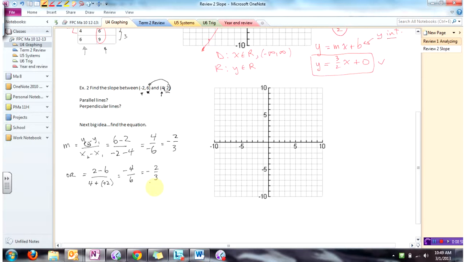Let's actually double check on our graph. Negative 2, positive 6 is here. 4, 2 is here. And we have a bit of a problem. This does not look like negative 2 thirds. But let's go ahead and instead count what the rise is. And of course you're going to see it's the same values. 1, 2, 3, 4 down, 6 to the right. So the slope of this line, if we did rise over run, is negative 4 sixths, or again, negative 2 thirds.